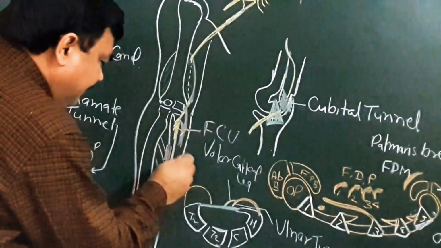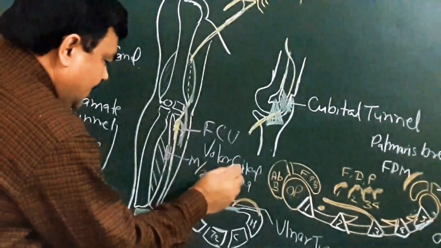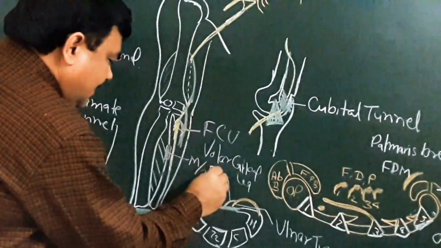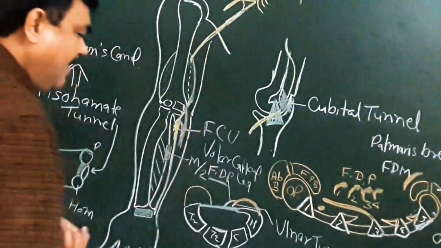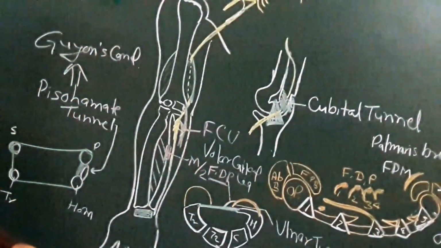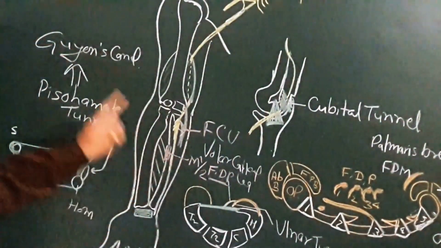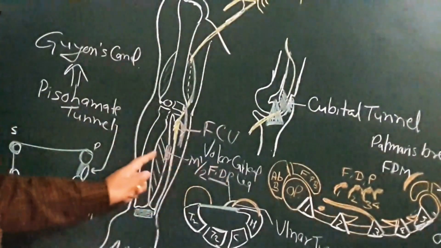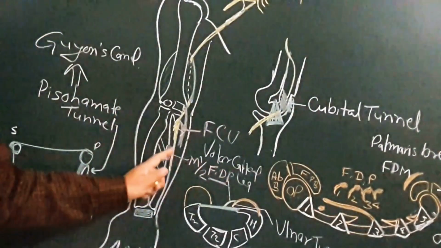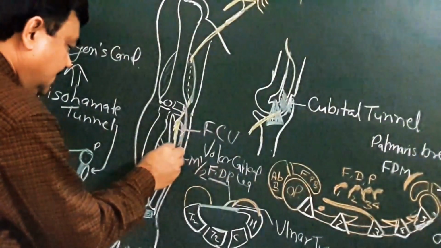And here it also gives supply to the medial half of flexor digitorum profundus. This is the medial half of flexor digitorum profundus. The lateral half of flexor digitorum profundus is supplied by the median nerve. This is the medial half which is supplied by the ulnar nerve.